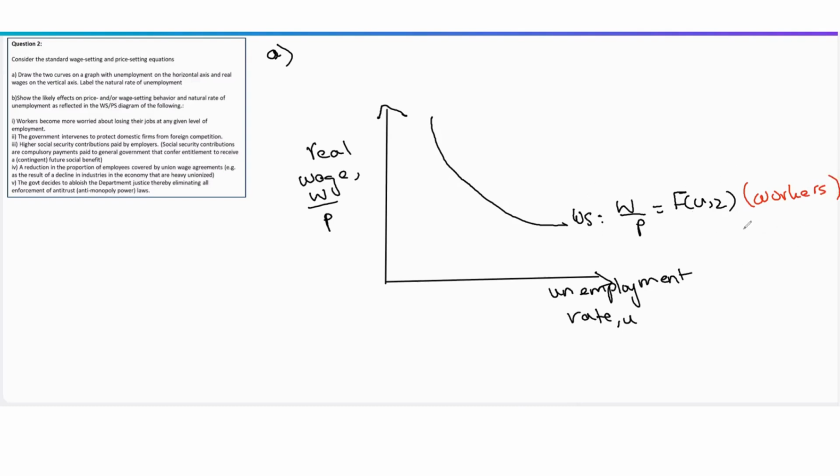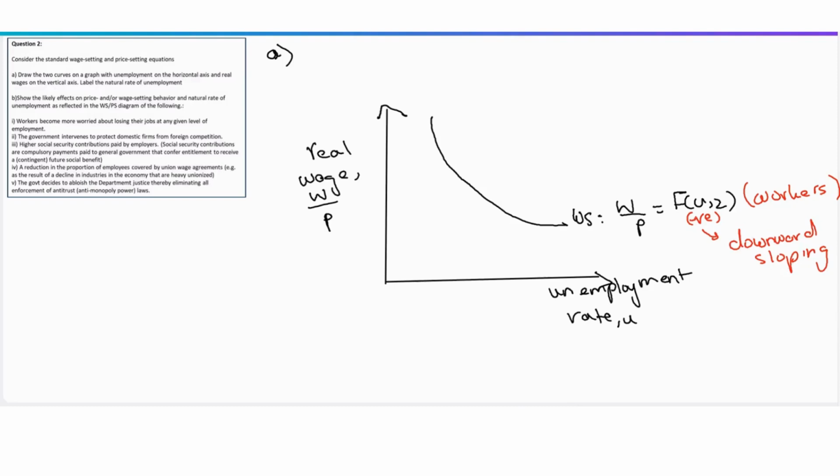We know it's downward sloping because there's a negative relationship between the unemployment rate and the real wage workers demand. When there's a high unemployment rate, workers have lower bargaining power because there's a larger pool of workers the firms can choose from to replace them. As a result, the real wage they can demand is lower.